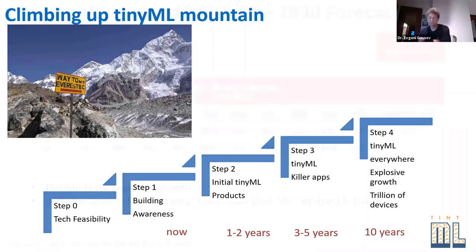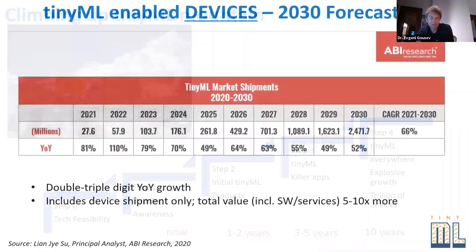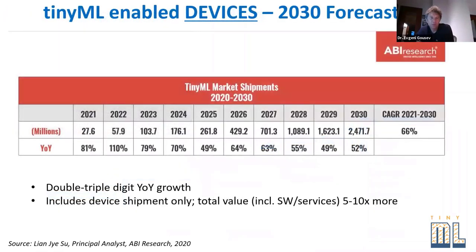And just to put some numbers to illustrate this, this is from a recent market report from ABI Research. And what it shows, a couple of things to highlight here. One is, I think for the very first time in 2020, TinyML was recognized by marketing companies as a separate market segment. So that's good. And then if you see the numbers, and these numbers also, in my view, are a bit pessimistic, you see a significant double digit, almost like triple digit growth in the next decade.